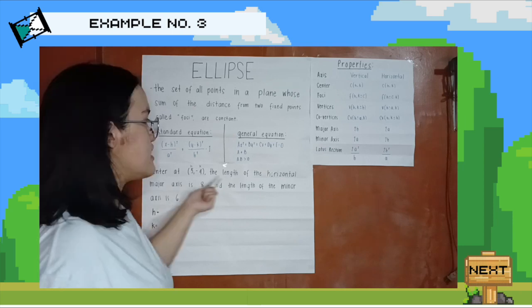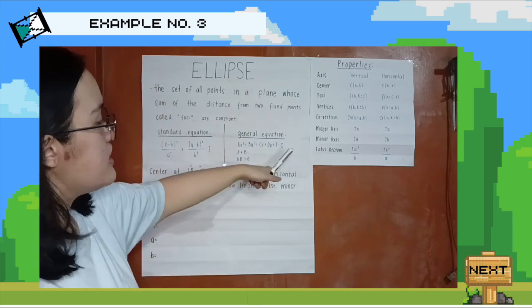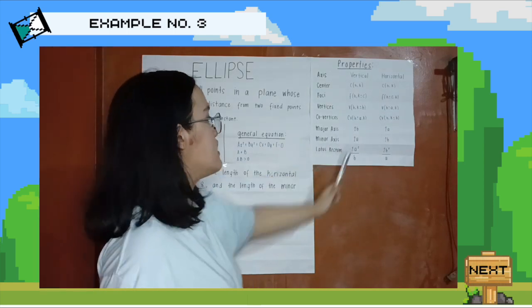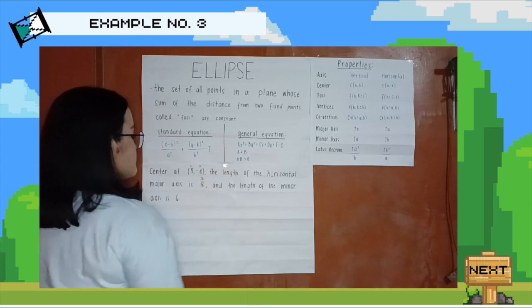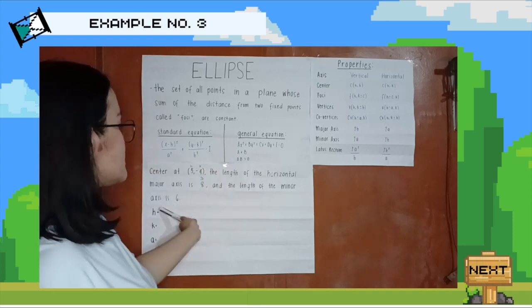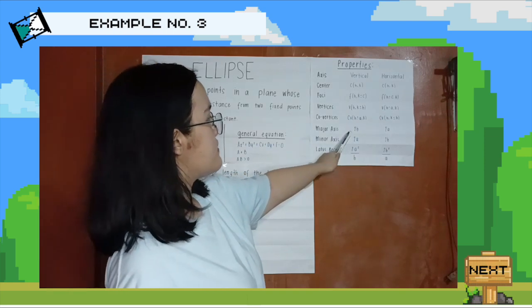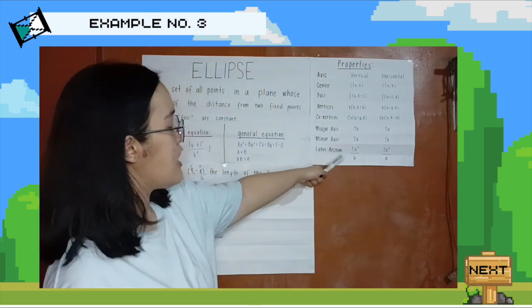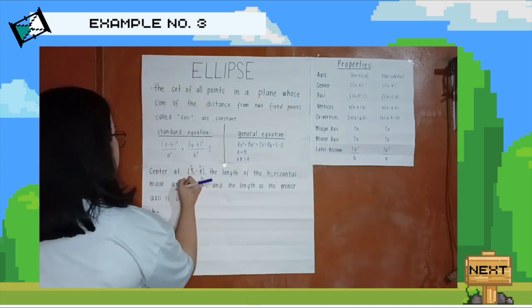And since it is stated that the length of the horizontal major axis is 8, we can say that this ellipse is vertical. The major axis of a vertical ellipse is 2b. So this 8 is 2b. And the length of the minor axis is 6. So the length of the minor axis is 2a, so 6 is 2a.